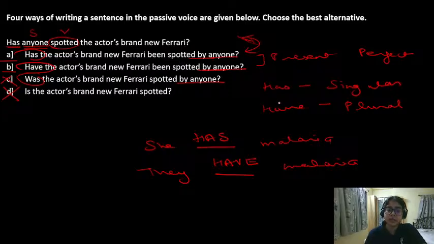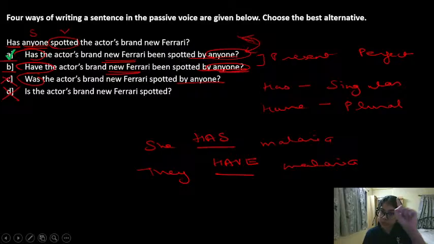So here, what is the subject? Has the actor's brand new Ferrari been spotted by anyone? Okay, this is not the subject. The subject is the Ferrari because it's been converted. Now Ferrari is singular, so it should be has. Okay, there's nothing in plural here. Anyone will also be written in singular, and Ferrari is also singular. Okay, for this I wanted to revisit the subject verb agreement to understand why anyone will take a singular verb.